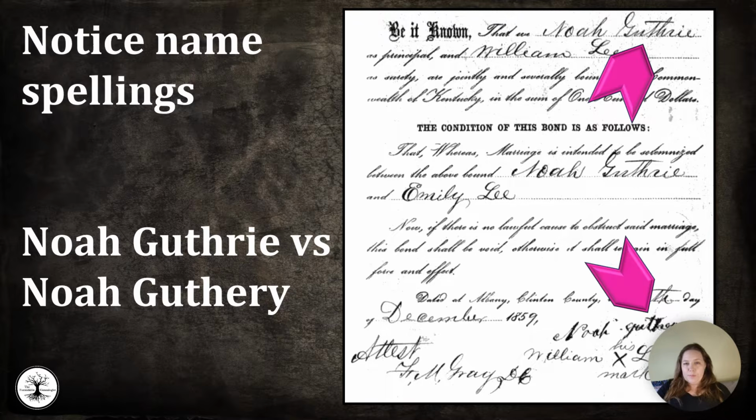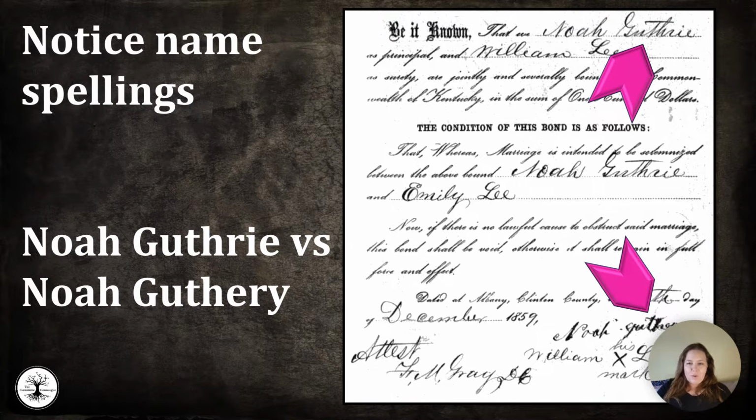And then you can see that William Lee signed his name with an X, so his own name had no true correct spelling, because he was not literate and was making his mark. Also, even though spelling wasn't really standardized at this point here in 1859, I would still pay attention to it. It's not going to be a deal breaker if you find it in a different spelling, but you tend to see, like, Guthrie spelled that way, Guthery, versus Guthrie.